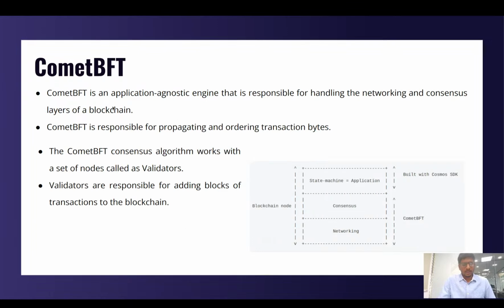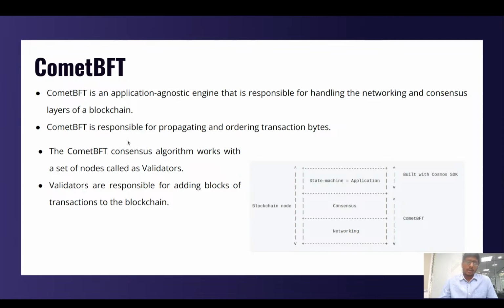Next, CometBFT. One of the famous consensus mechanisms is CometBFT. It is a Byzantine fault tolerance engine that helps in consensus and networking. Here, consensus means validating a transaction, verifying whether it is legit or not, and replicating that transaction throughout different nodes. That is taken care of by CometBFT. It is responsible for propagating and ordering the transactions.